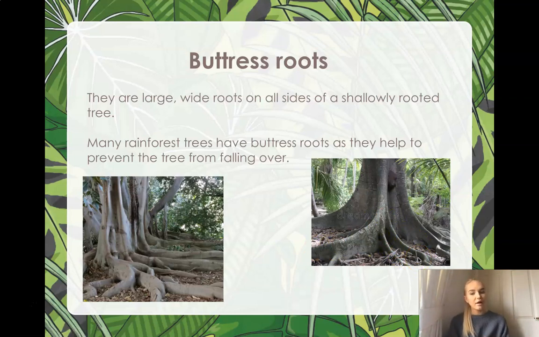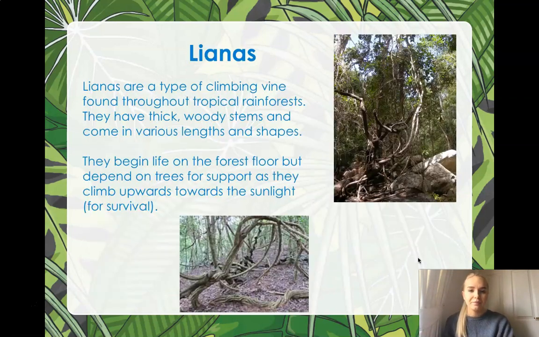Because you'll learn today that the trees in the rainforest are really, really skinny, they're very slim. Now, if they're really slim, they've got a high chance of falling over, especially because they're quite tall too. So if they have buttress roots, this helps the tree to be stable and stop it from falling over. So that's another adaptation that many trees have.